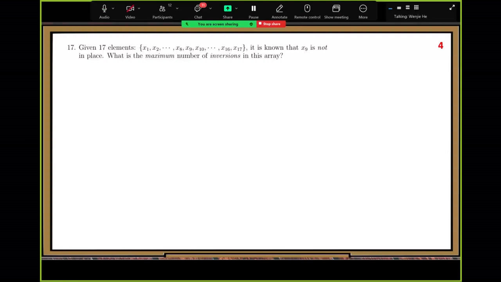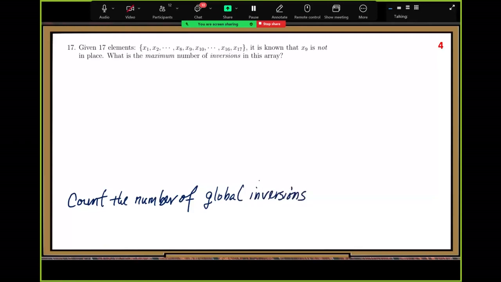When we count, so here, let me talk about a general question. When we count the number of global inversions, because several students only count the number of local inversions. So that's a very small number. Here, because the question does not say local or global, then we mean global.